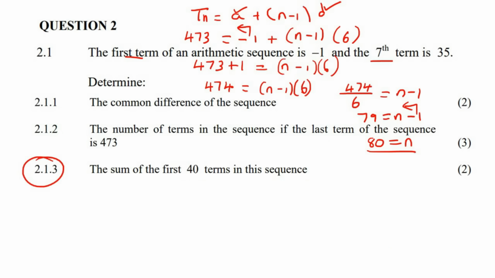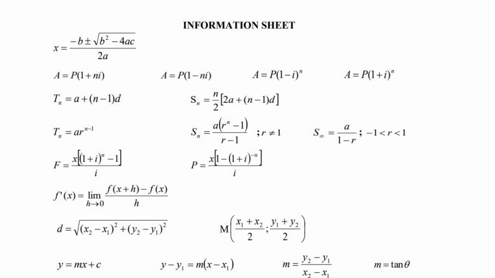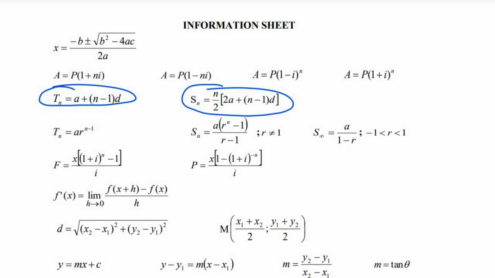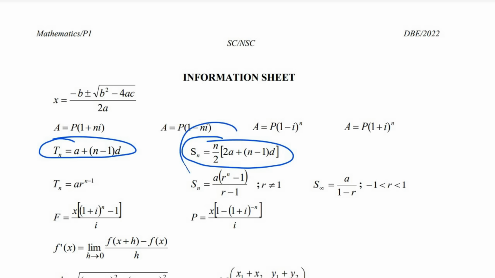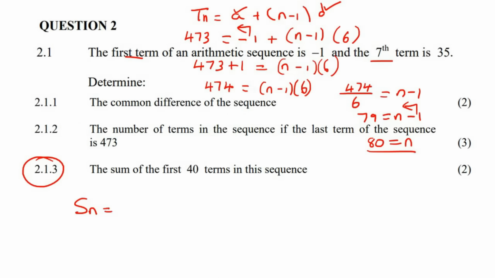This question says, what is the sum of the first 40 terms in the sequence? And so here we've got the formula sheet. We are busy with an arithmetic pattern, so that's either going to be this formula or this formula. But in the question we've just read, they're talking about the sum, so we would use this formula over here. That's going to be Sn equals n over 2 times (2a plus (n minus 1) times d).